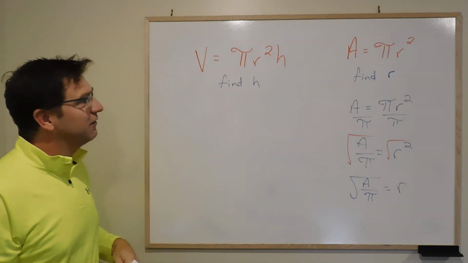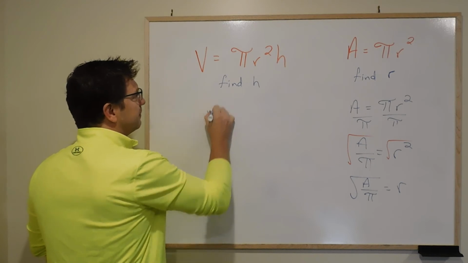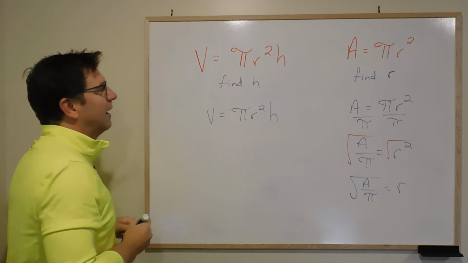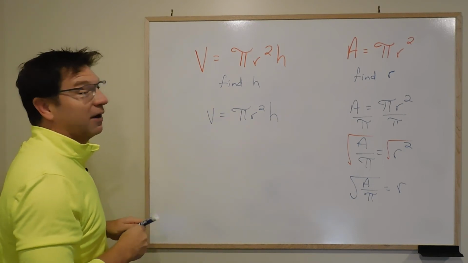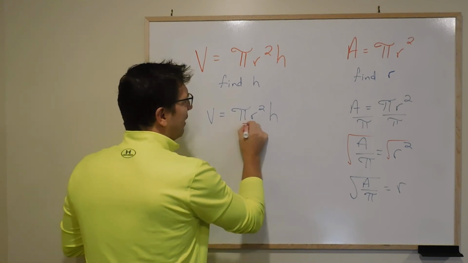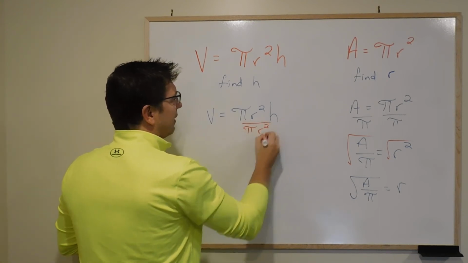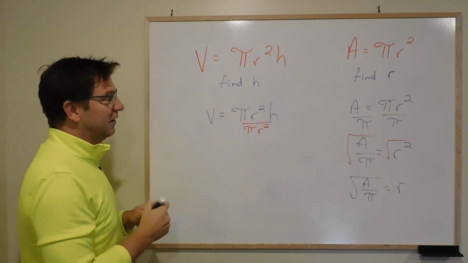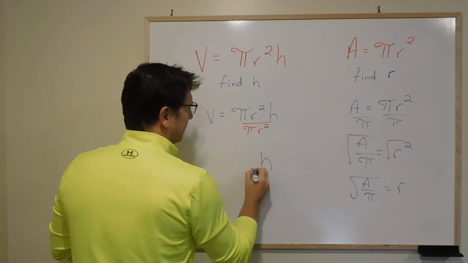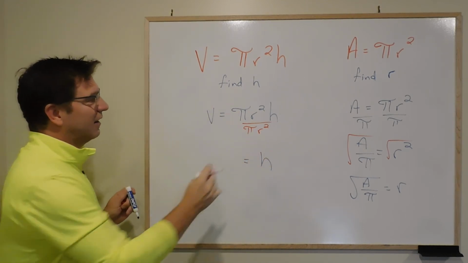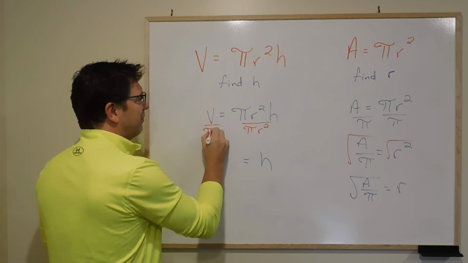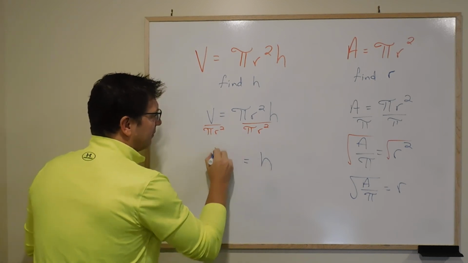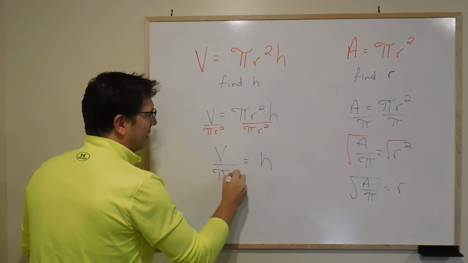But what if we wanted to find h? Well, we'd start with our formula. Right? And then we would divide. Well, we want to leave h by itself. So if I divide it by pi r squared, well, pi divided by pi is 1. R squared divided by r squared is 1. That would really just leave me 1h here. But on the other side, remember, whatever you do on one side, you got to do on the other. We got to divide by pi r squared over here as well. Okay, leaving me with h equals volume over pi r squared.